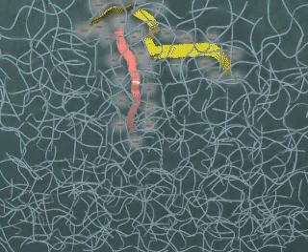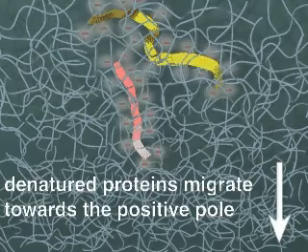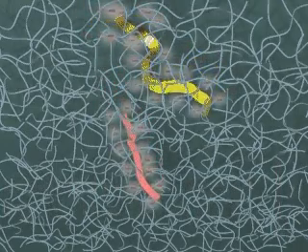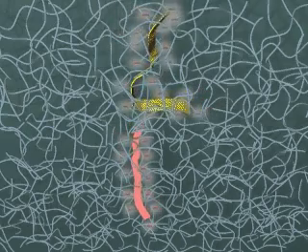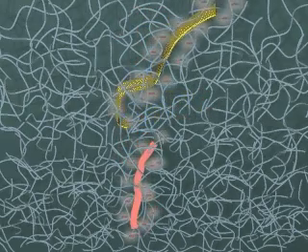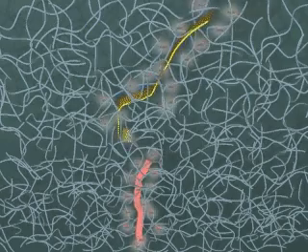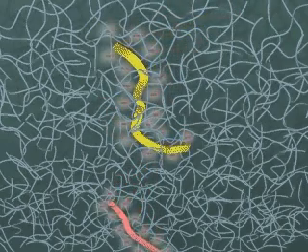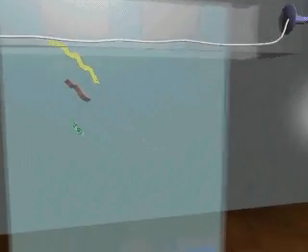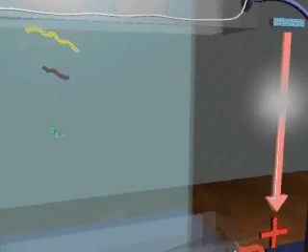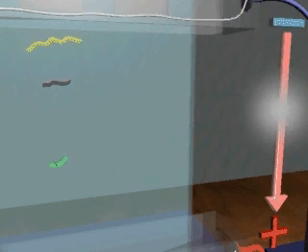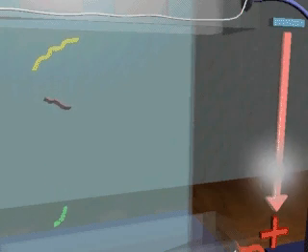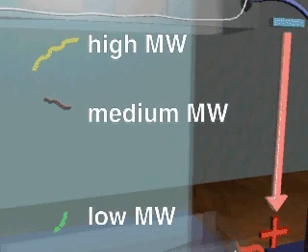The migrating polypeptides are retarded by the tangled network of polyacrylamide. Smaller polypeptides travel more easily and quickly through the pores in the network than do larger polypeptides. Because the polypeptides have similar charge-to-mass ratios, the distance they travel through a gel is dependent only on molecular weight. Based on this principle, proteins are separated according to their sizes, with low molecular weight proteins having greater mobility than high molecular weight proteins.